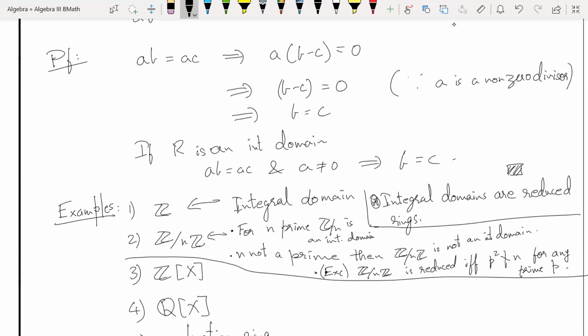So some naturally occurring rings could be reduced but have zero divisors. Z mod nZ could also have nilpotents. Similarly, what about Z[x]? Is this an integral domain, or is it reduced?